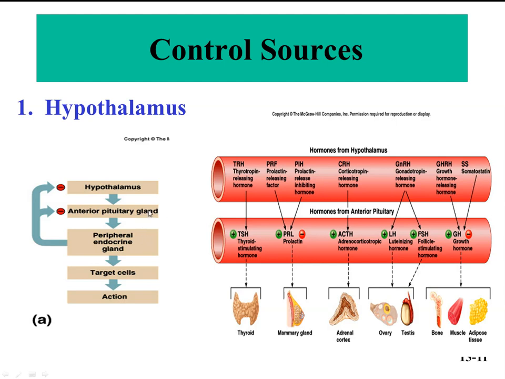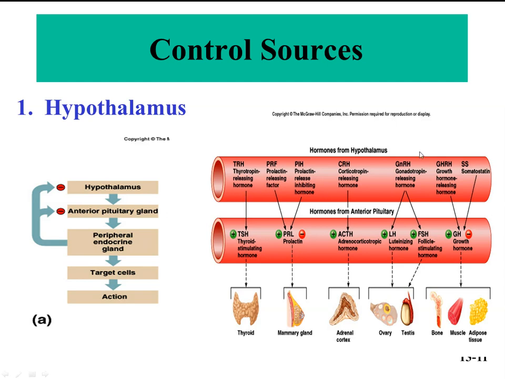But the hypothalamus signals the anterior pituitary gland, and then that anterior pituitary gland will respond, and then the peripheral endocrine gland responds. The hormone is released to the target cells, and the action of those target cells is achieved, and then by negative feedback everything starts all over again.